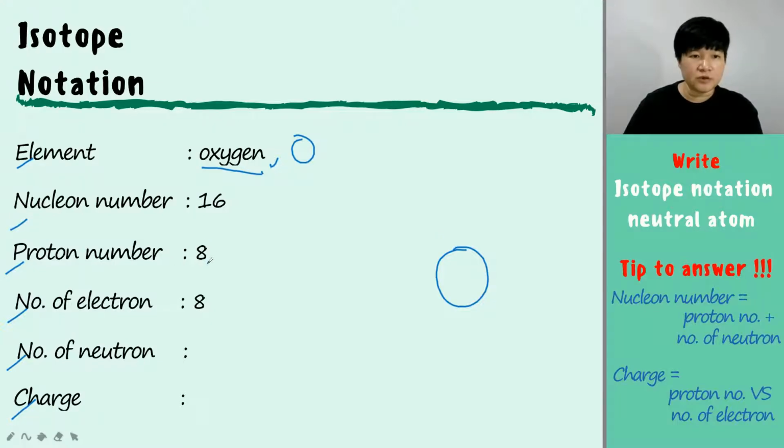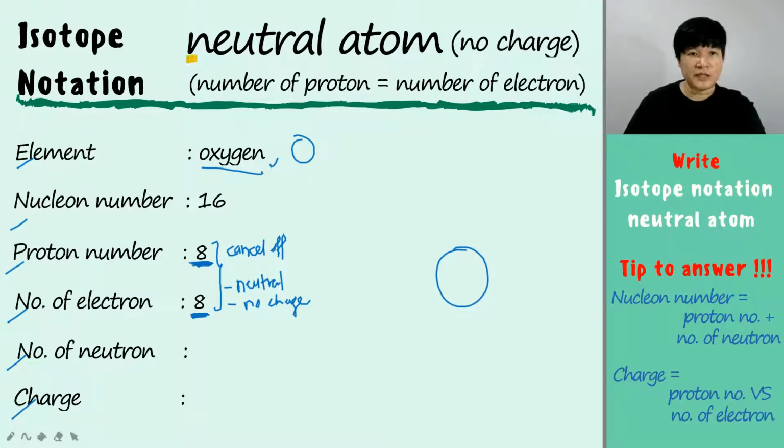Look at it. The tip over here is the proton number, which is 8, equal to the number of electrons, which is also 8. When the proton number and the number of electrons are the same, they cancel each other off. And when they cancel off each other, this means it is a neutral atom, with no charge. Alright? So this will be the isotope notation for your neutral atom with no charge, because the number of protons is equal to the number of electrons.